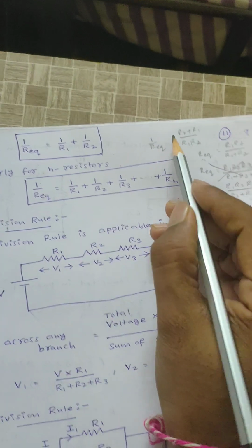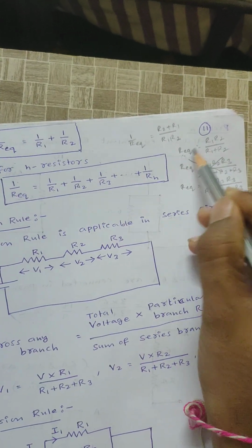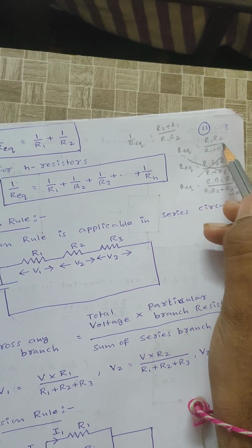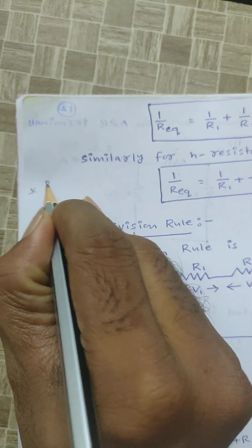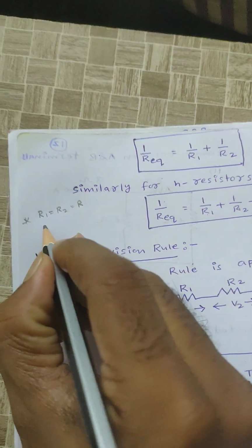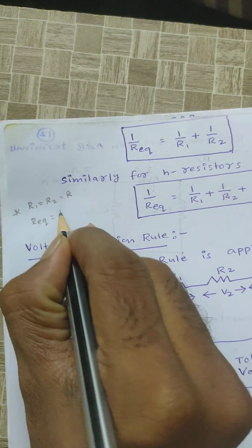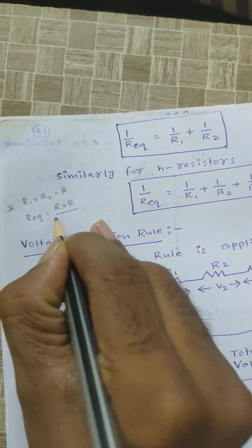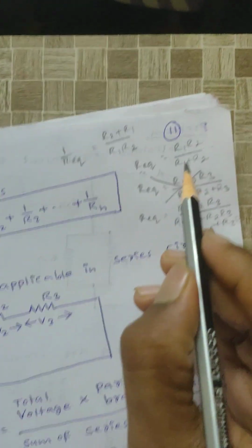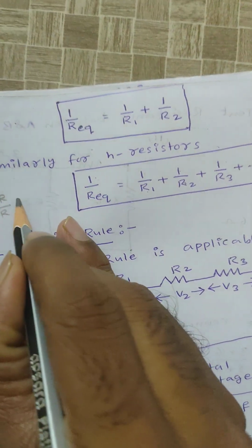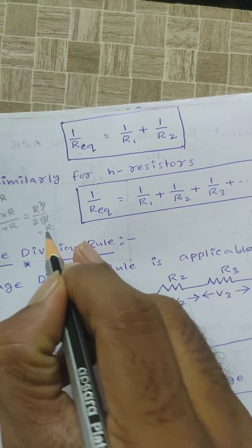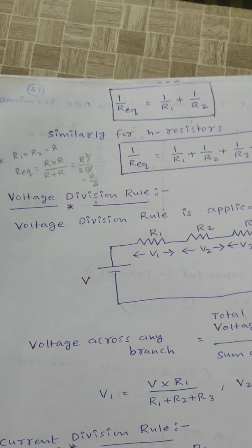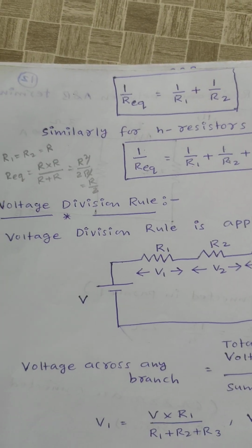Okay, now see here, for example, for 2 resistors, the equivalent resistance formula will be R equivalent is equal to R1 into R2 by R1 plus R2, right? Suppose I am assuming that all values will be equal in parallel. R1 is equal to R2 is equal to R. That means R equivalent will be R into R by R plus R, for 2 resistors. Then I will get R square by 2R. Then I will get R by 2. That means if equal values of 2 resistors are connected in parallel, the resultant value will be R by 2.